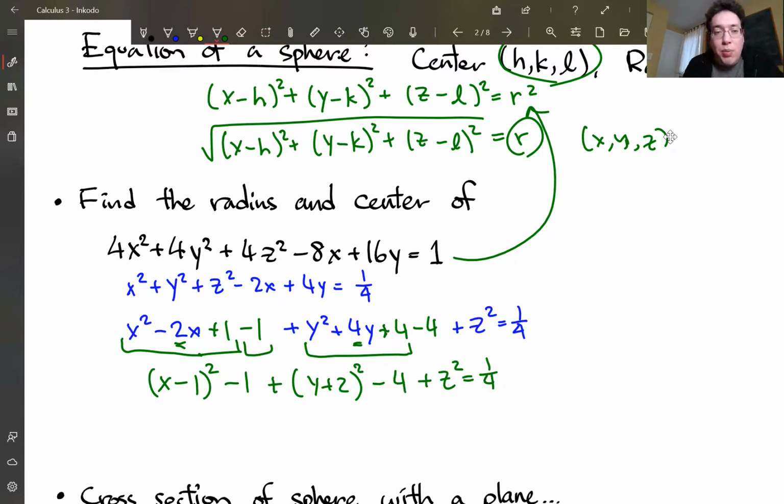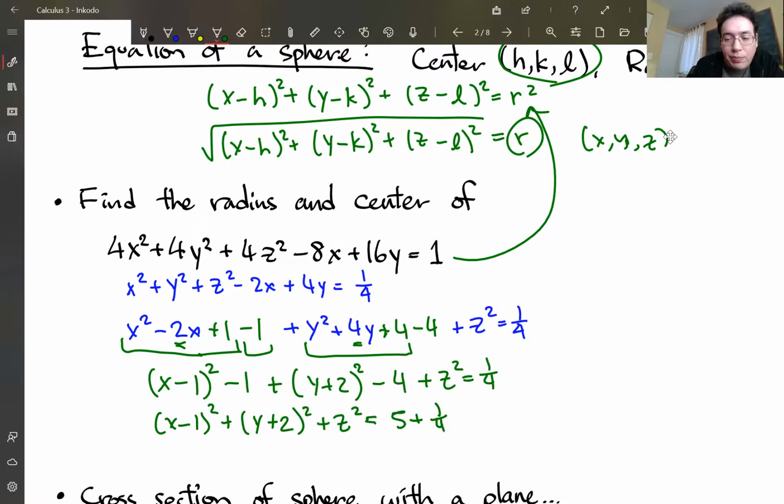Okay, so now it's starting to look more and more like the equation of the sphere. The only thing I have to do is bring the constants to the other side of the equation. So I have -1 and -4. I can get them to the right-hand side by adding 5 to both sides. So 5 plus 1/4. I can get a common denominator and get 21/4, or 5.25. Okay, now this is in the form of the equation of the sphere.